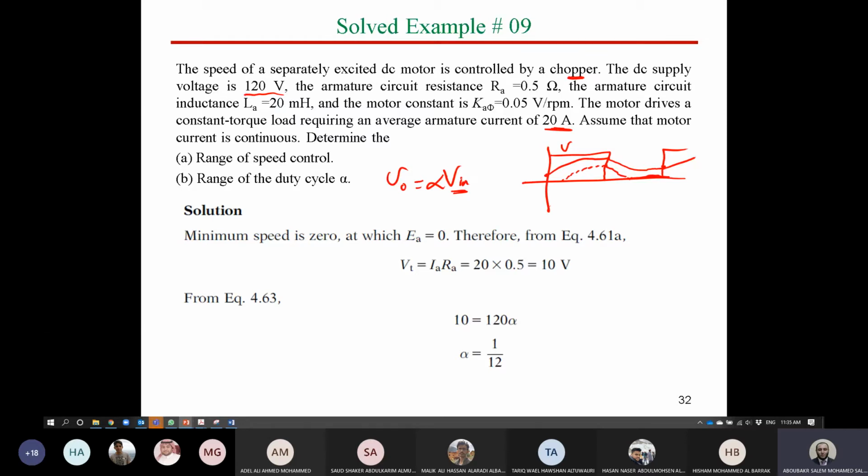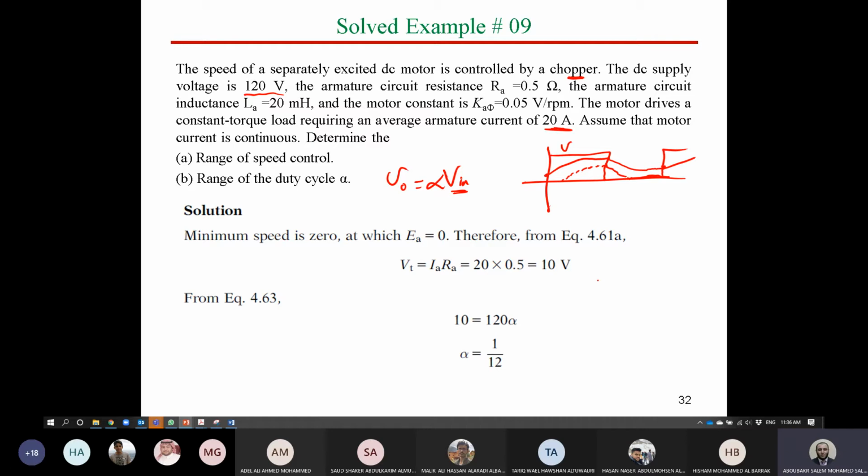Of course maximum speed, يا شباب, means maximum volt. This is for DC motor. So the maximum volt can be obtained here, يا شباب, at which value of alpha? 1. Exactly. So we can now define the minimum and maximum. Minimum value of alpha should correspond to 0 speed. And maximum value of alpha is unity, and this shall define the value of maximum speed.